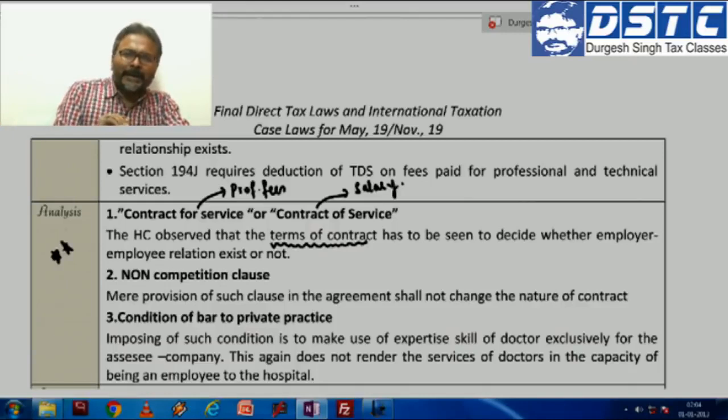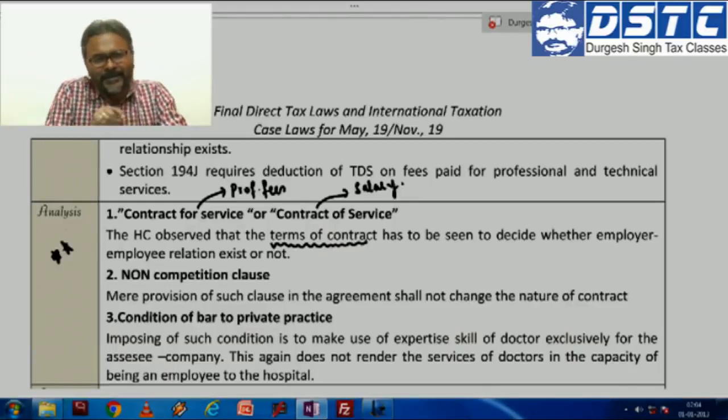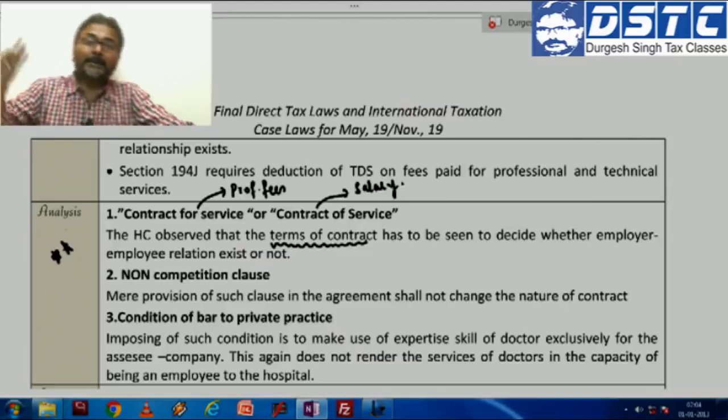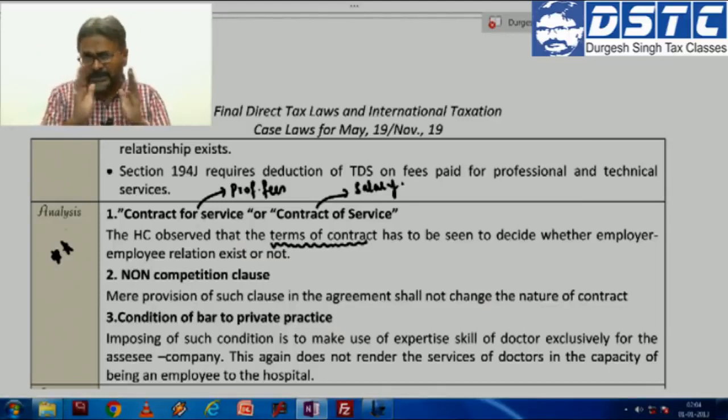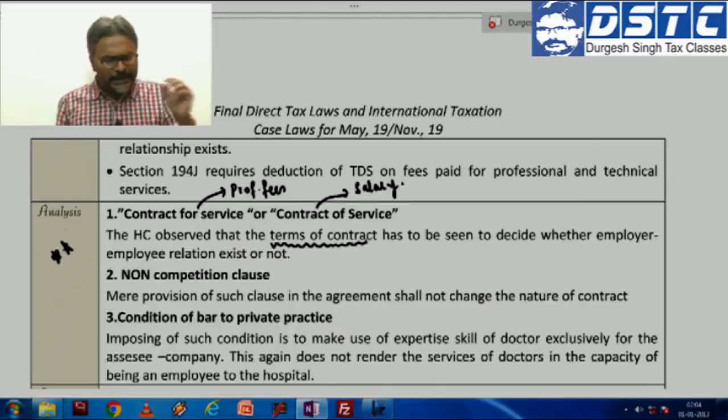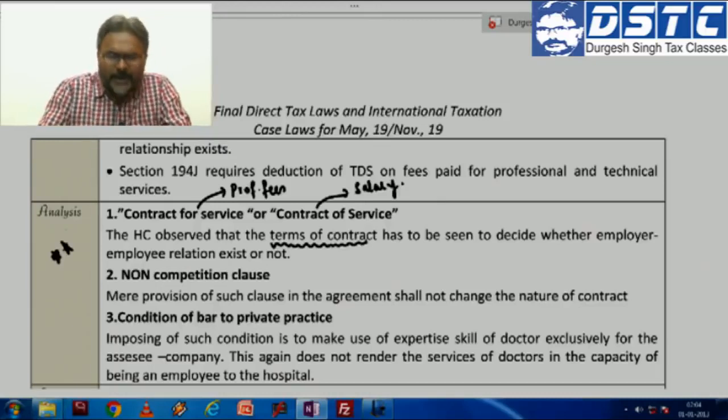Now you tell me, if there is an employee who has been taken on, is there any such non-competition clause which has been put forth with the employee of the company? And the answer is no. As I told you just now, these non-competition clauses are put forth at the termination or the expiry of their contract, not at the very outset. So be very careful about this particular observation, and therefore what they have to say is, mere provision of such a clause in the agreement shall not change the nature of the contract.